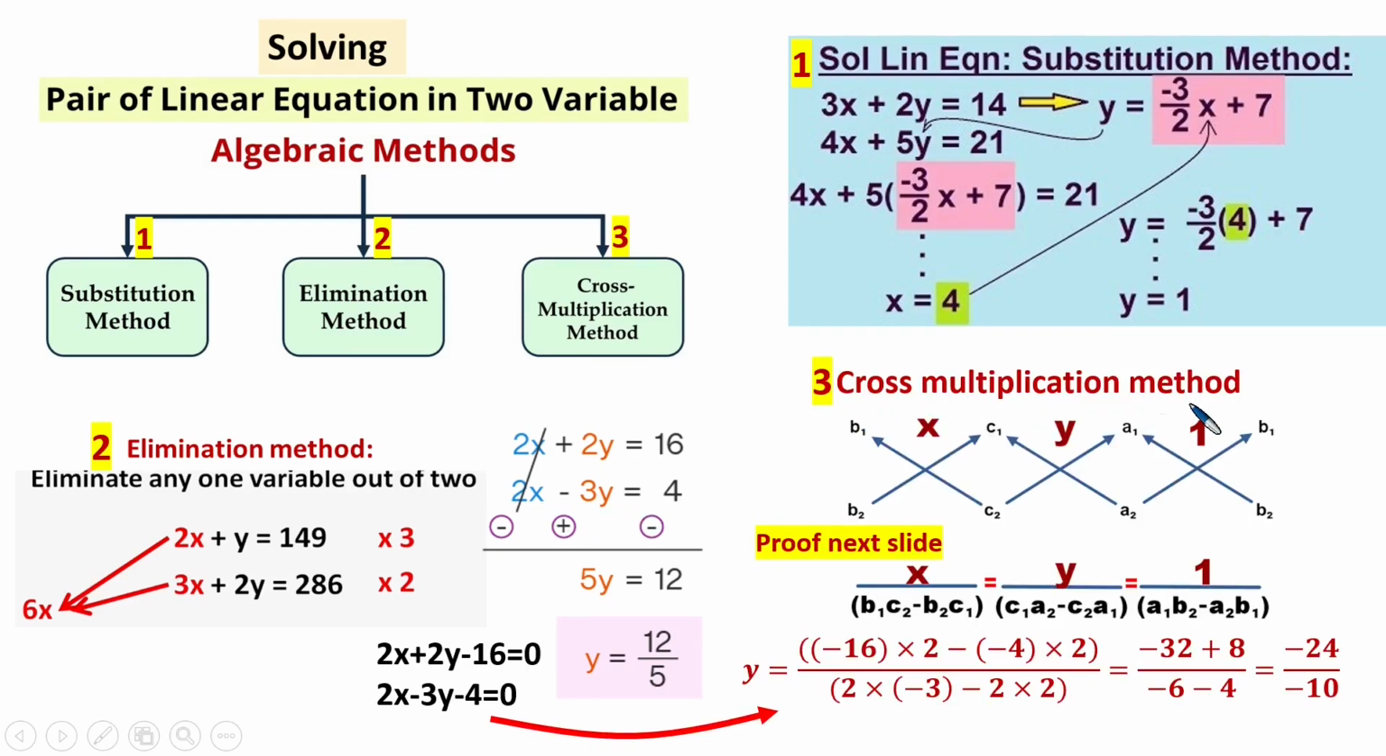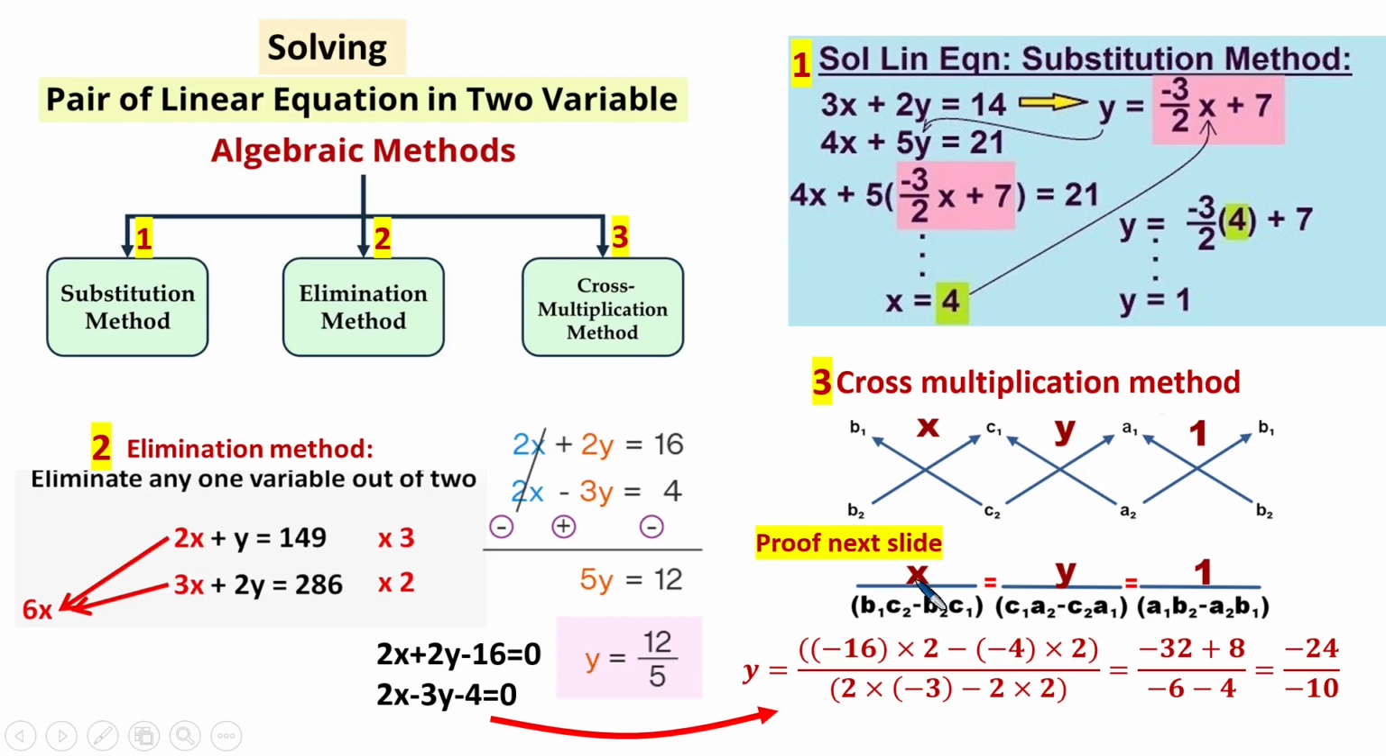Now third, the cross multiplication method. Here you see this is the figure which you have to remember. These are the coefficients b1, b2, c1, c2, a1, a2, b1, b2, and you write x, y, and 1. We'll prove this in the next slide. This is just to remember very easily without deriving it, and we will show the derivation in the next slide. Just for remembering, you make this kind of x, y, and 1 and make crosses, starting with b1, then c1, then a1, then b1. If it is b1, then this is b2, c1 then c2, a1 a2, b1 b2. So you just remember this.